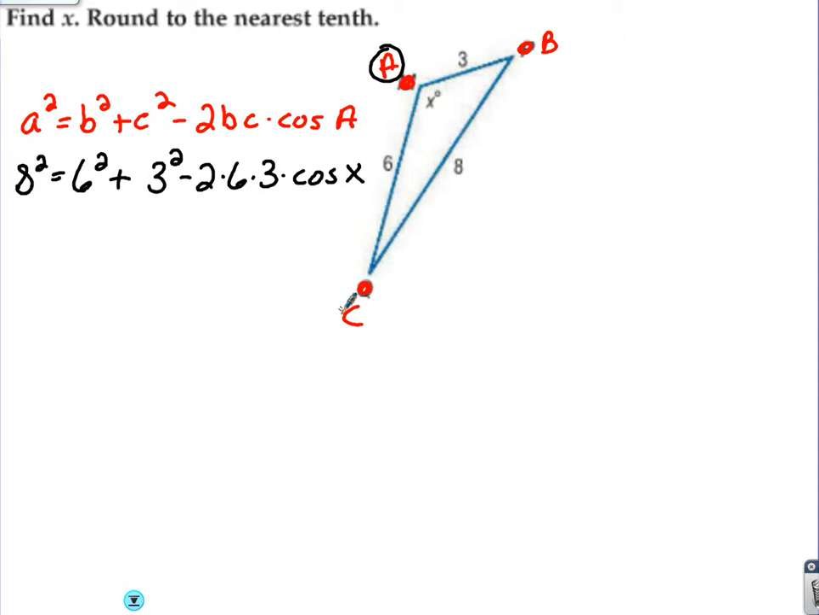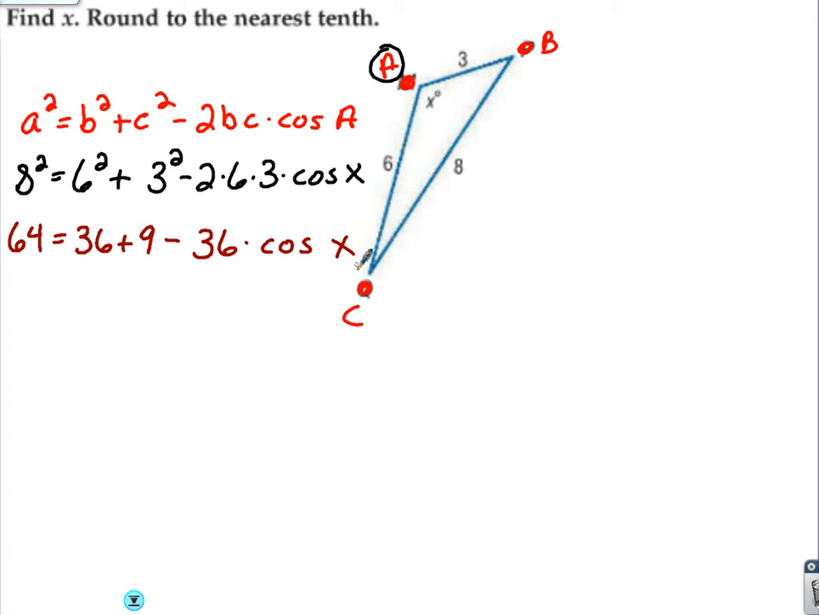Here's one of the biggest mistakes. This is one of the only things that people have issues with. Watch as I simplify this. You might want to write this down and put a big star next to it. 8 squared is 64, and you could do this all on your calculator. 6 squared is 36. 3 squared is 9. Minus 2 times 6 times 3, that is 36, times the cosine of x.